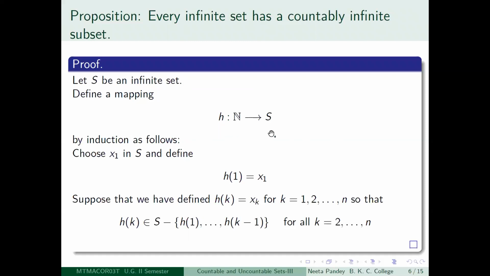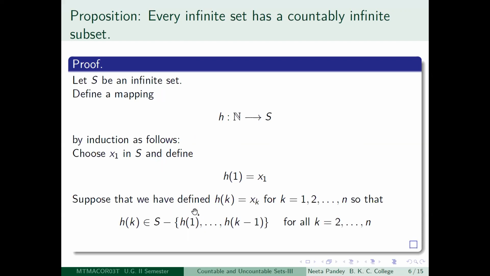How? First, what you do is choose any arbitrary element of capital S, call that x1 say, and define h1 equal to x1. Then what you do is, in the next step, you just look at the complement of the singleton x1 in S. That is, look at the set S minus x1. Then S minus x1 is again going to be an infinite set. So you choose an arbitrary element x2 in S minus x1 and define h2 to be equal to x2. So this is your method of proceeding.